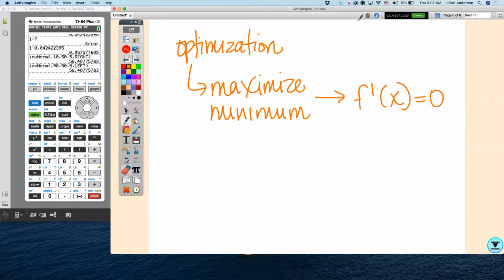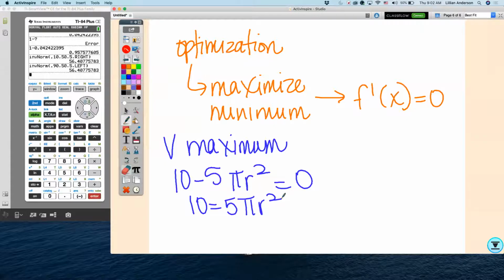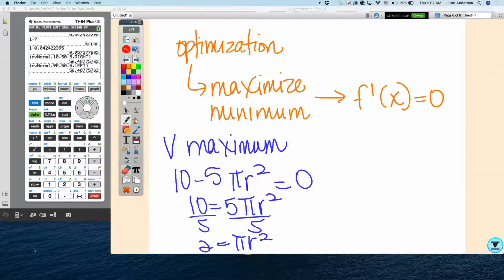Well, in order to show that the volume is a maximum, you would have to take your derivative, which should have been 10 minus 5π r², and then set that equal to 0. You would take your first derivative, set it equal to 0, and then solve for r. By doing this, you find the value of the radius that would produce a maximum volume. And since this was a show problem, you already knew what r was, you just had to show it.